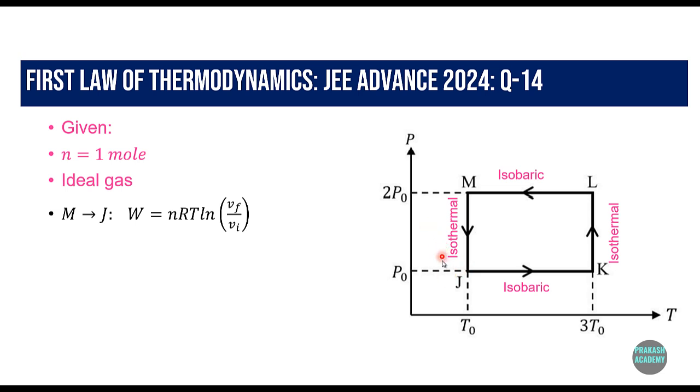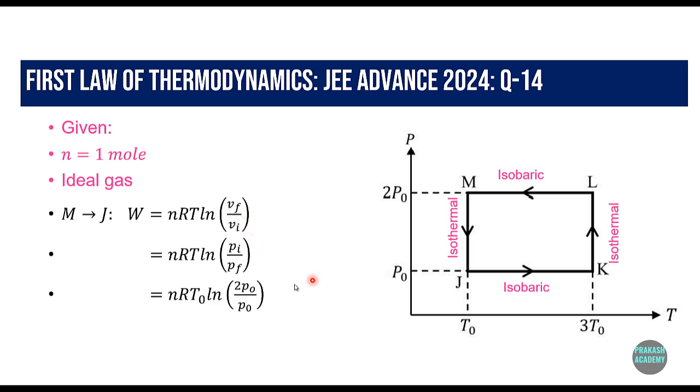And in case of isothermal process, work done is given by this formula, that is nRT log Vf by Vi. Since temperature is constant, we can also write P1 V1 equals to P2 V2, that is Pi Vi equals to Pf Vf. So I can rewrite this expression like this. So Vf by Vi becomes Pi by Pf. So this is work done.